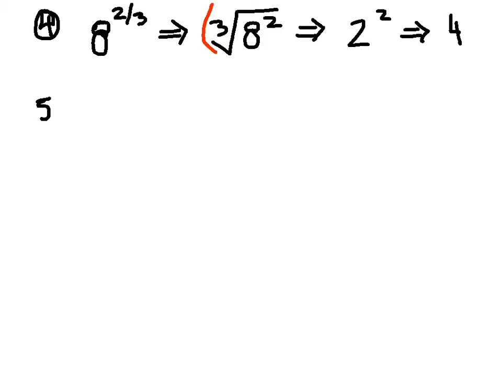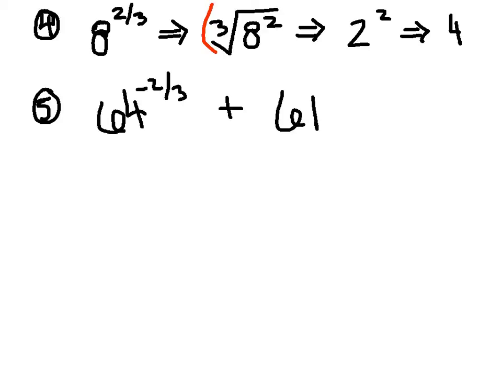Alright, our last one for this section wants us to do 64 to the negative 2/3 plus 64 to the negative 1/2. 64 is one of our favorite numbers to work with because the reason it's unique is that 64 happens to be a perfect square and a perfect cube. Of course, the square root of 64 is 8, and the cubed root of 64 is 4, and that's something we're going to have to do our best to try to keep straight in our heads.